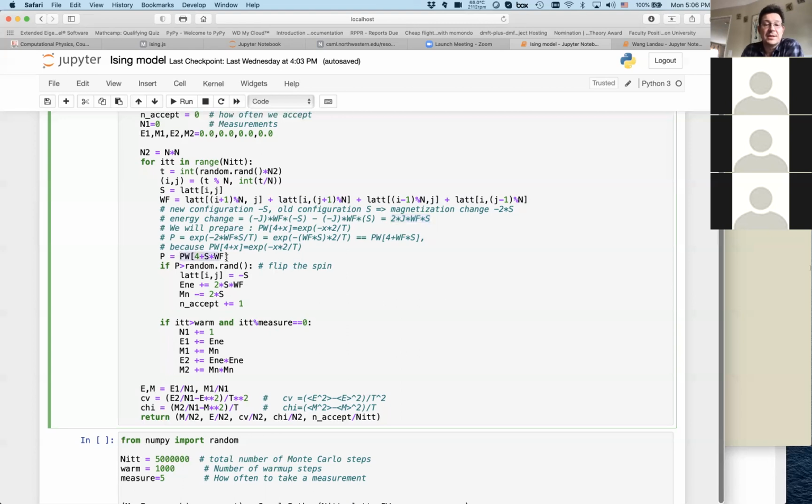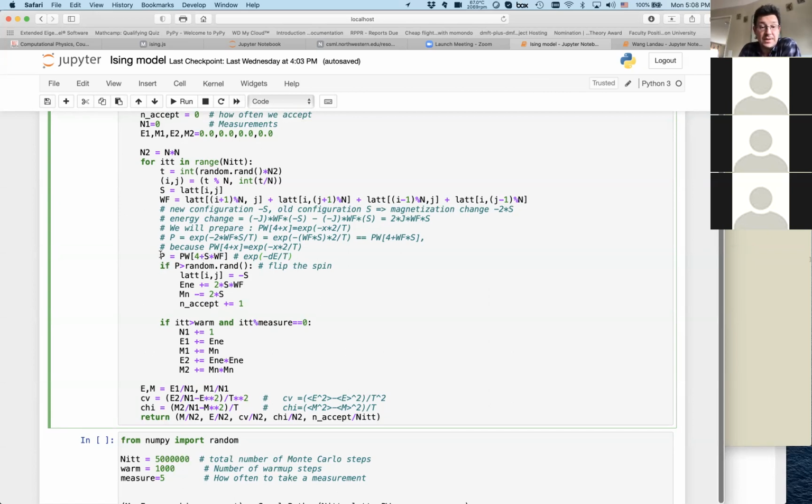We just take the exponents from the right place in the table. So PW has these exponents pre-computed, and therefore this probability, which is supposed to be e to the minus delta E divided by T, is very easy to compute. It is 4 plus this Weiss field times the spin.